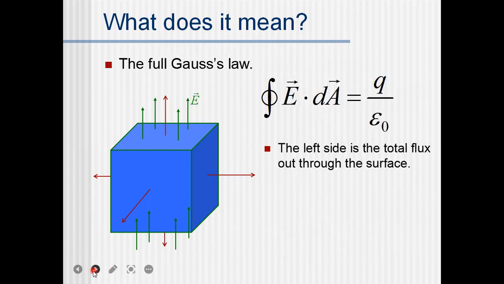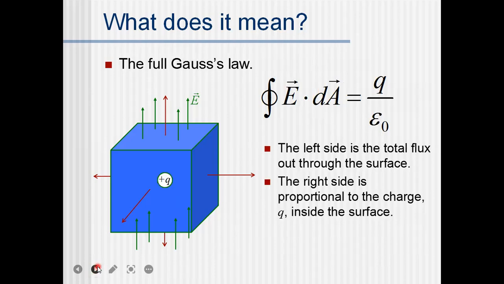So we get the full Gauss's law like this. The left side is the total flux out through the surface, and the right side is proportional to the charge q inside the surface. The constant epsilon naught is the usual vacuum permittivity.